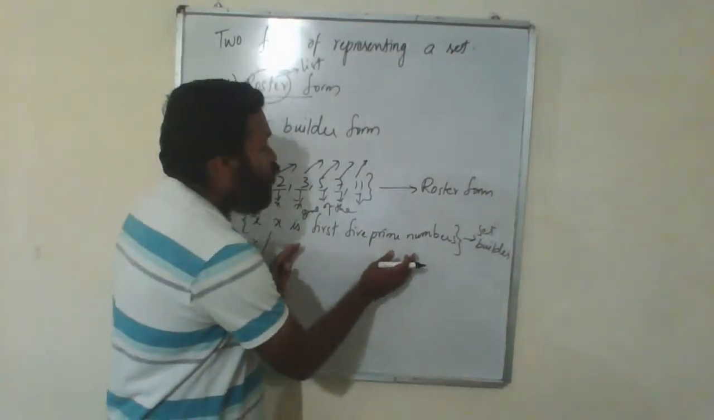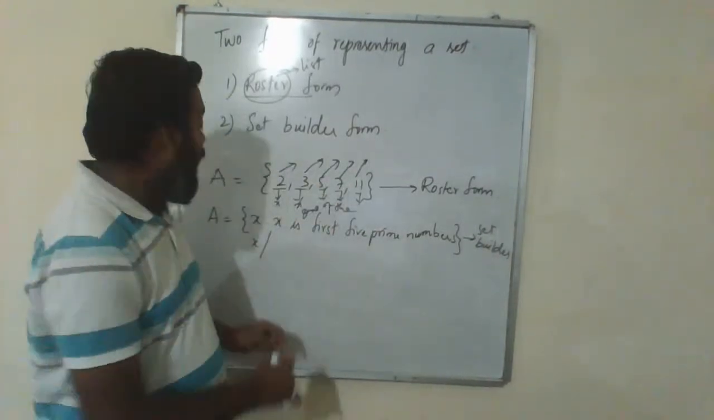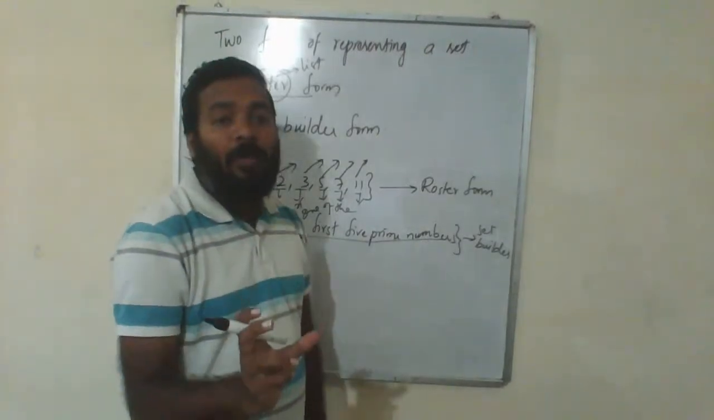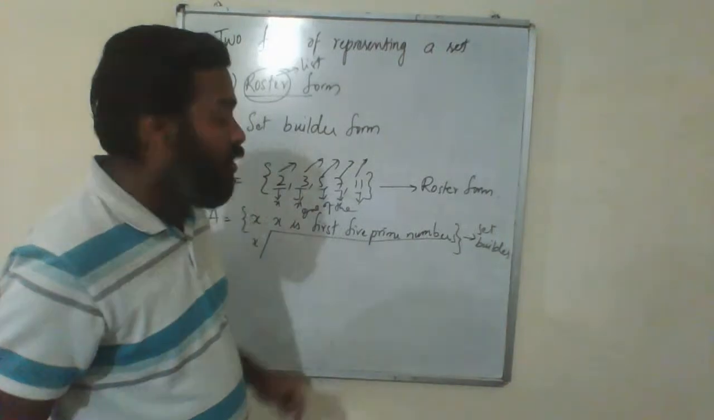If you take this, you can build the roster form. Set builder form is nothing but writing the common property of that particular set.